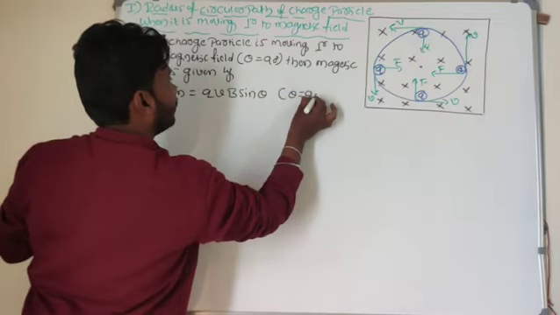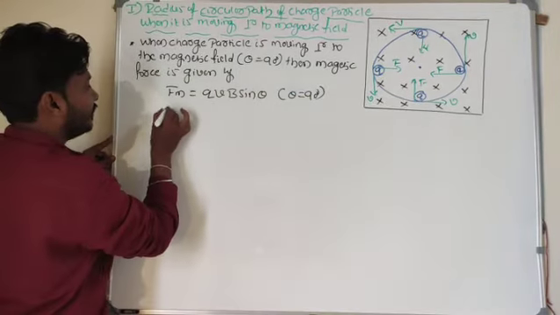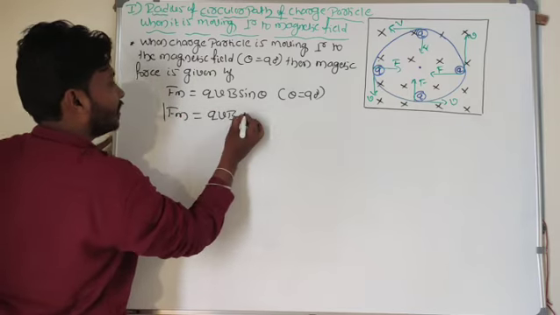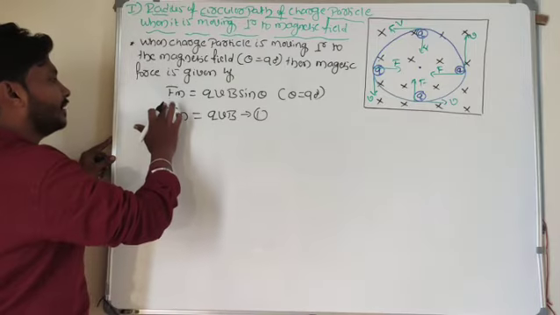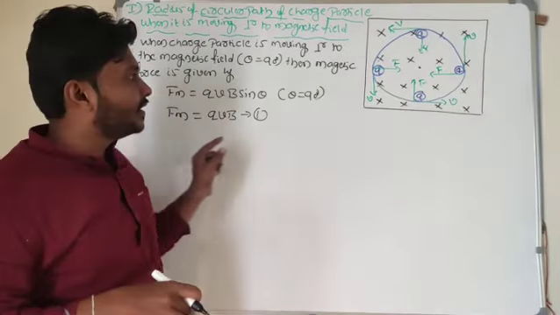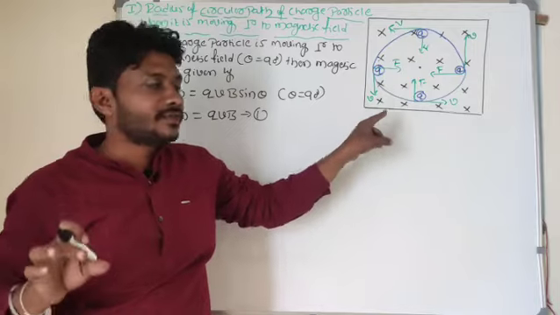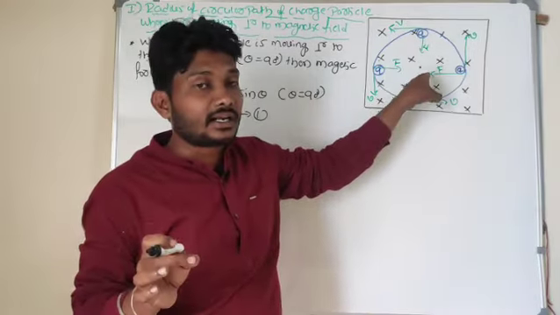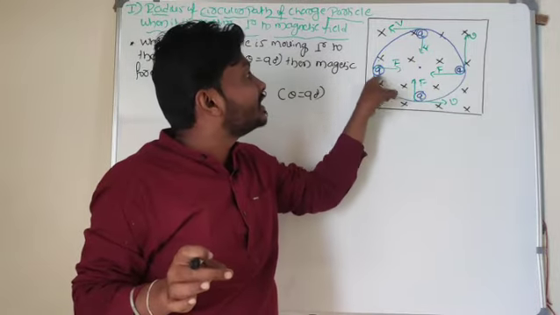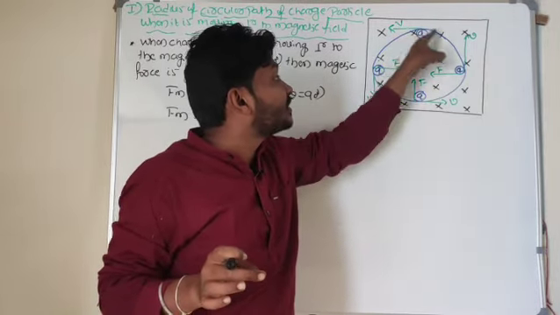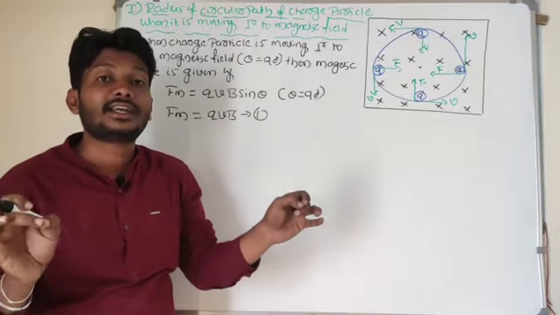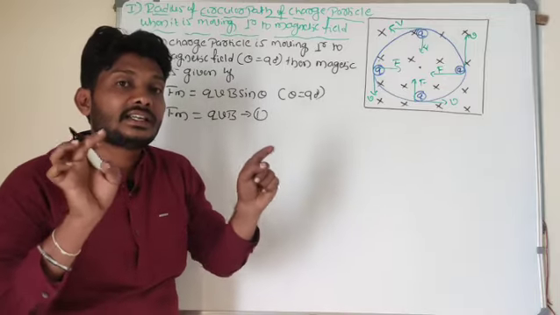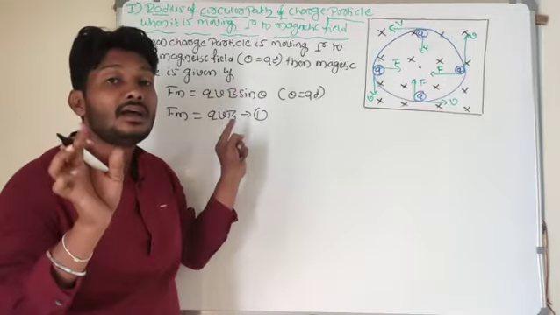If theta is equal to 90 degrees, I can take that F of m is equal to QVB. Let me take this as equation 1. Now look at this figure. I can understand that the force is acting towards the center of the circle. It means that centripetal force is acting on this charged particle. This necessary centripetal force is provided by the magnetic force.